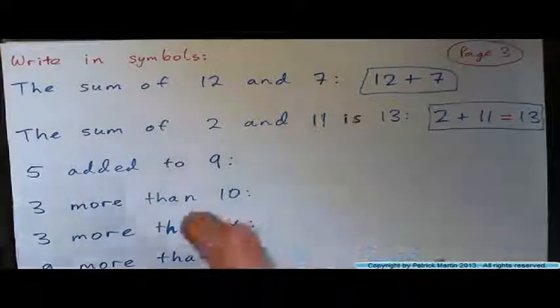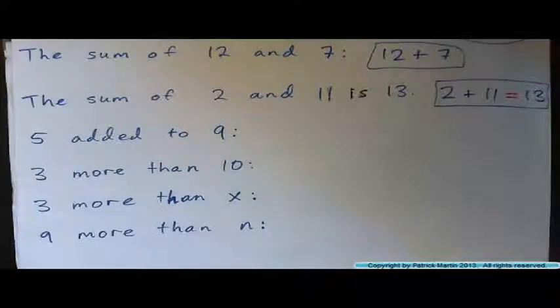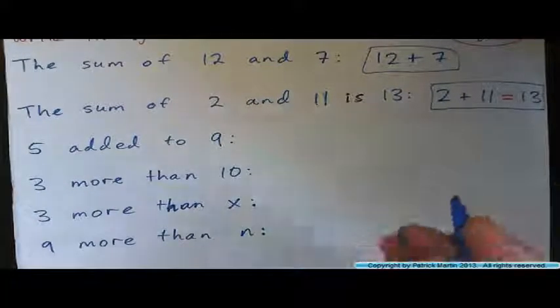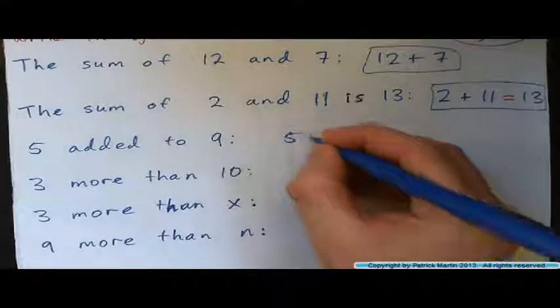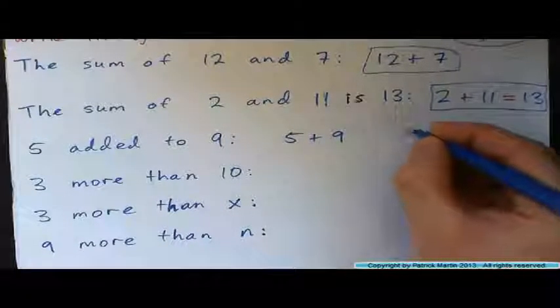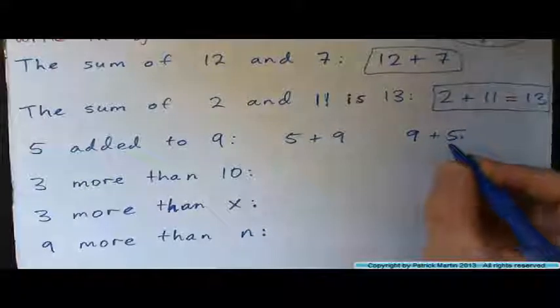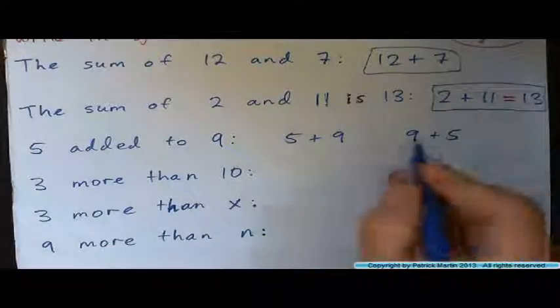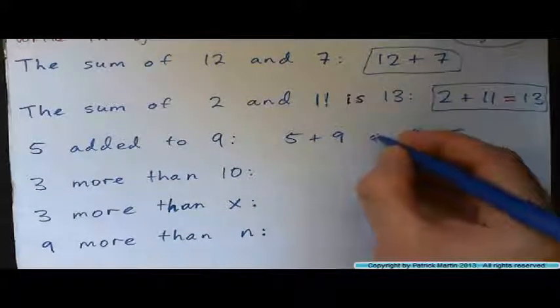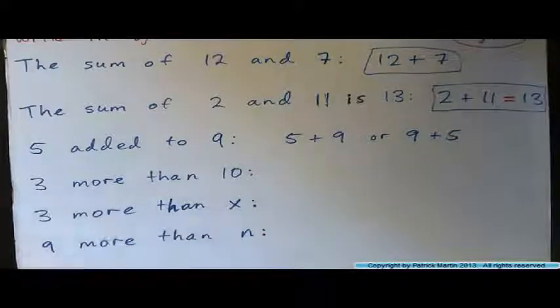5 added to 9. How would you represent that? 5 added to 9. Well, there's 2 ways. You could go 5 added to 9, or you could start with 9 and add on 5. So this way or this way. How about 3 more than 10? How would you represent that?